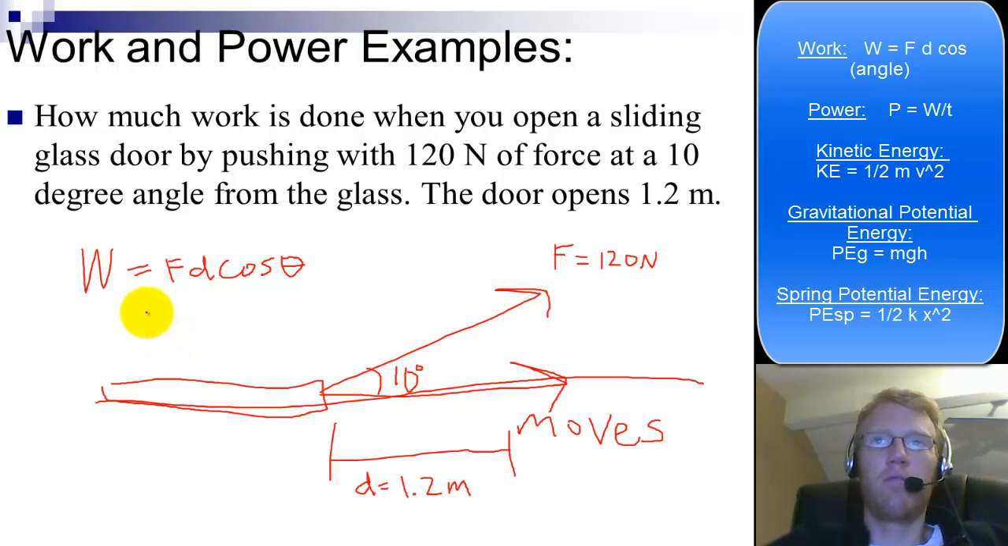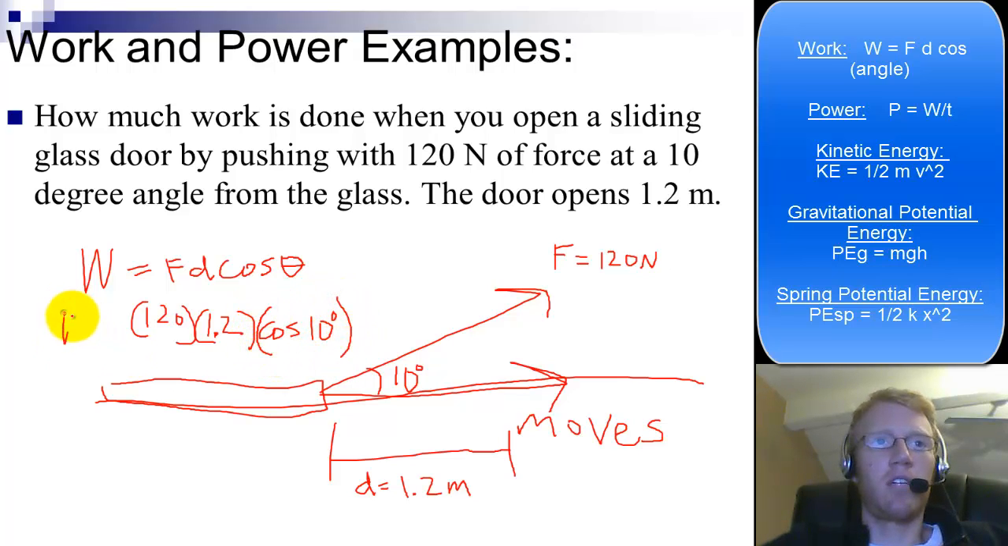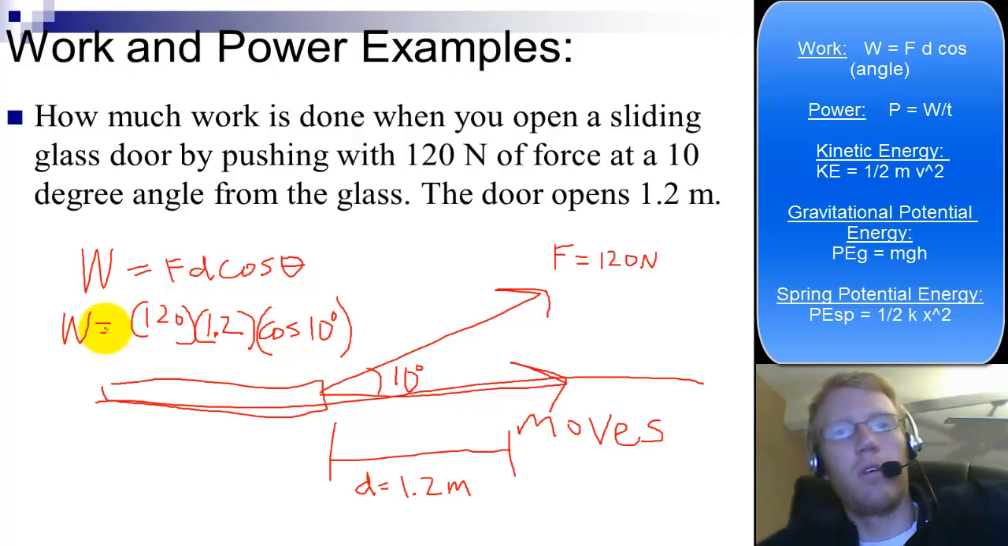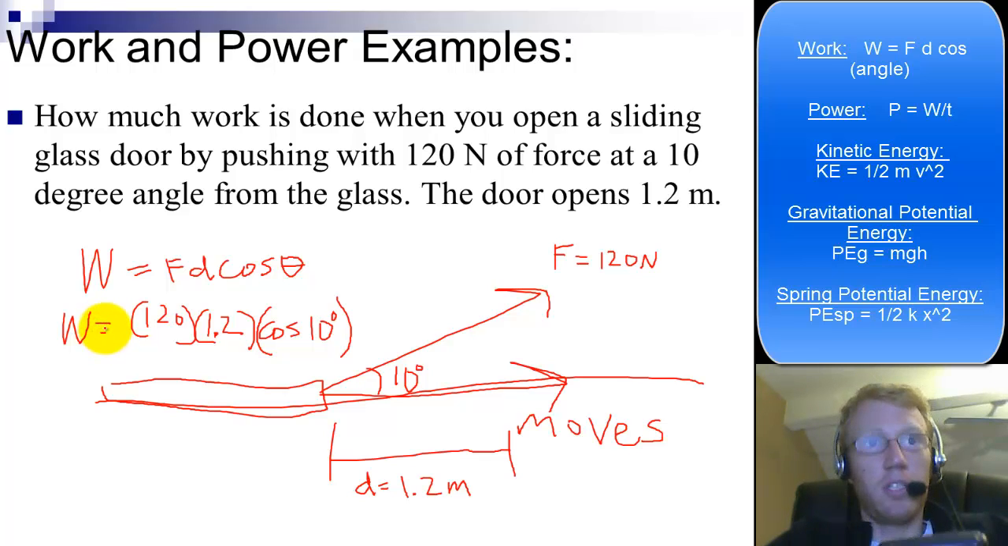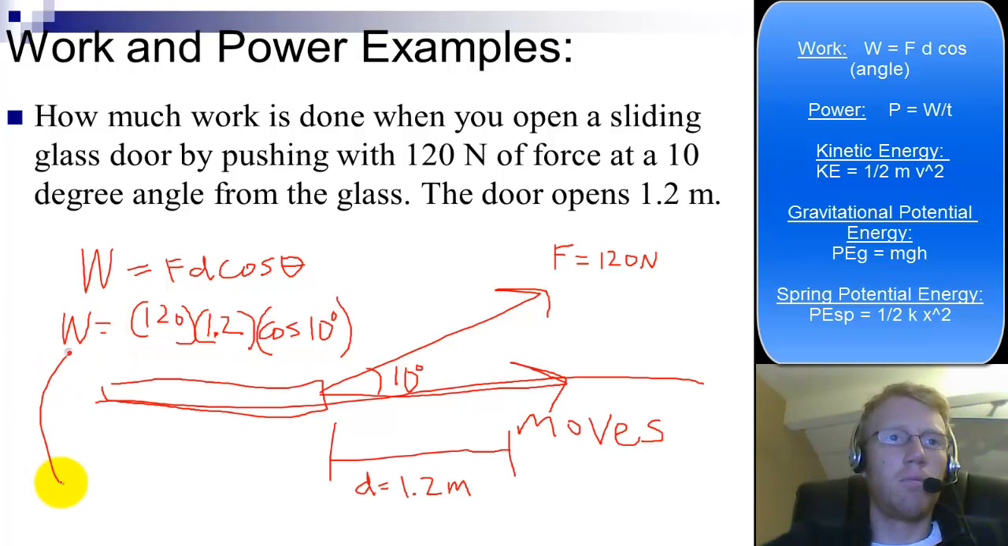Okay, so the force is 120 newtons, the distance is 1.2, and you've got cosine of 10 degrees. And I hope by now you're getting used to me being a slacker and not having a calculator. However, wait for it, I have a calculator this time. So we'll type it in real quick, 120 times 1.2 times cosine of 10, and I got 141.8. So this was 141.8, and the units are going to be joules because it's work done.